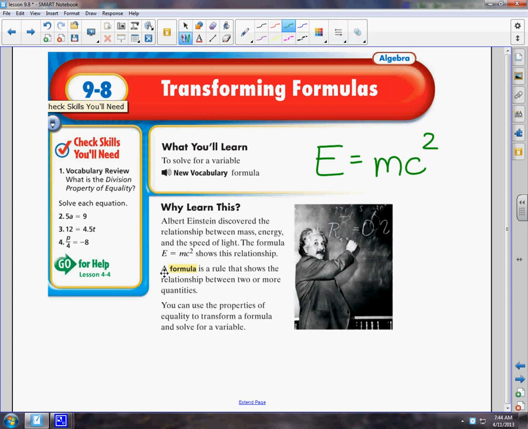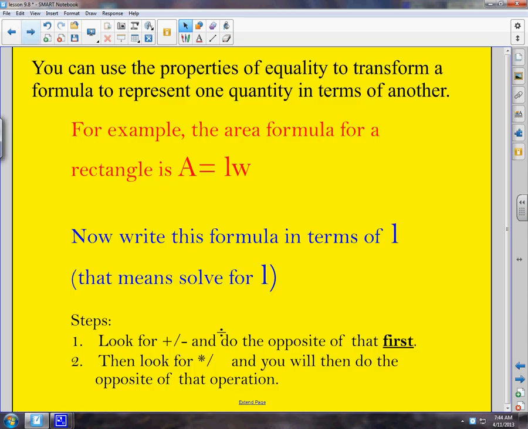But what if I gave you E and C? You would have to try and find what M is. That is the whole purpose of this lesson. We're going to take these little formulas like E equals mc squared and we're going to solve for just M. So we're going to move this whole piece to this side of the equation, and then you can just plug in your E and C and you'll be able to see exactly what M is. It's kind of a confusing unit. So, you can use the properties of equality to transform a formula.